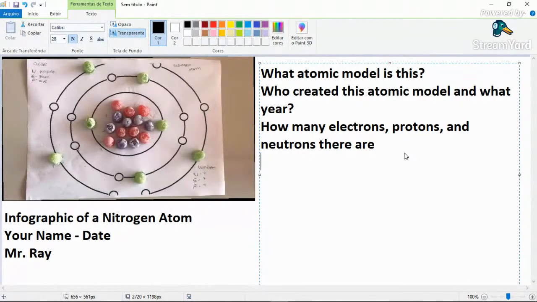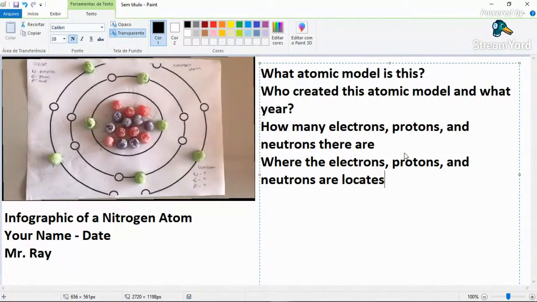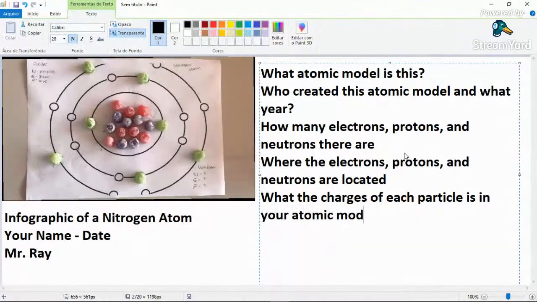You can tell me where the electrons, protons, and neutrons are located in your atomic model. Maybe you want to tell me what the charges of each particle is in your atomic model. Remember that some are positive, some are negative. So you can do that.